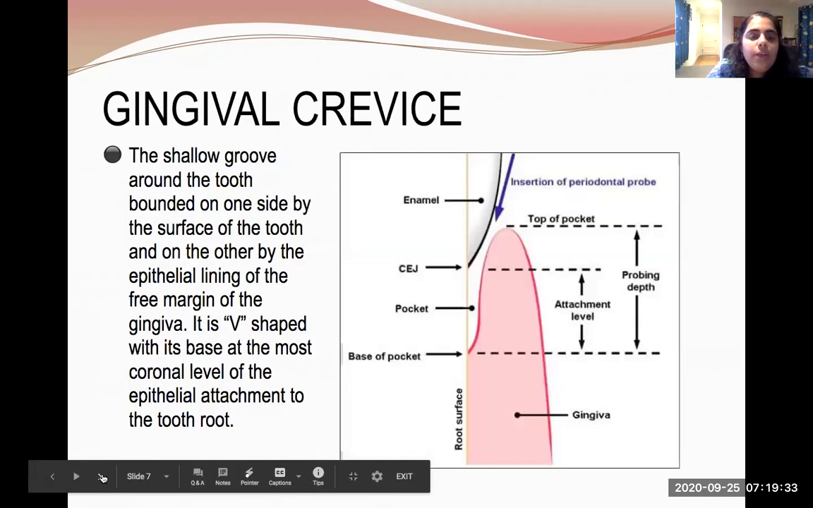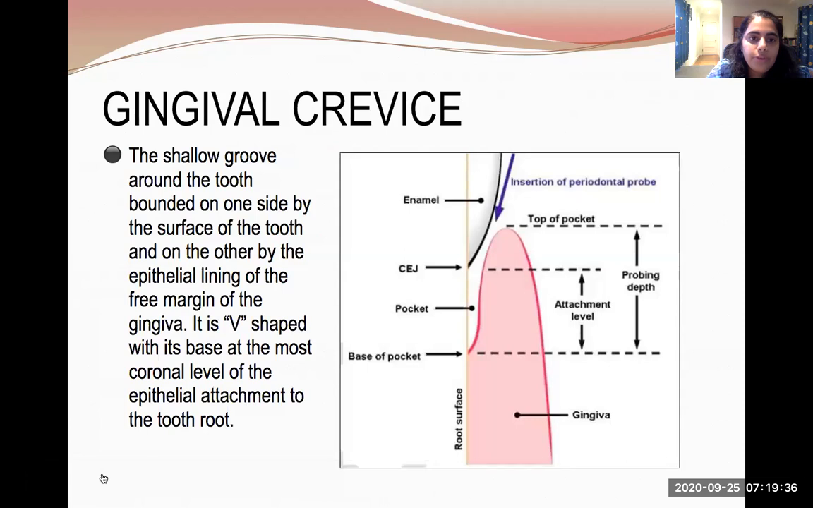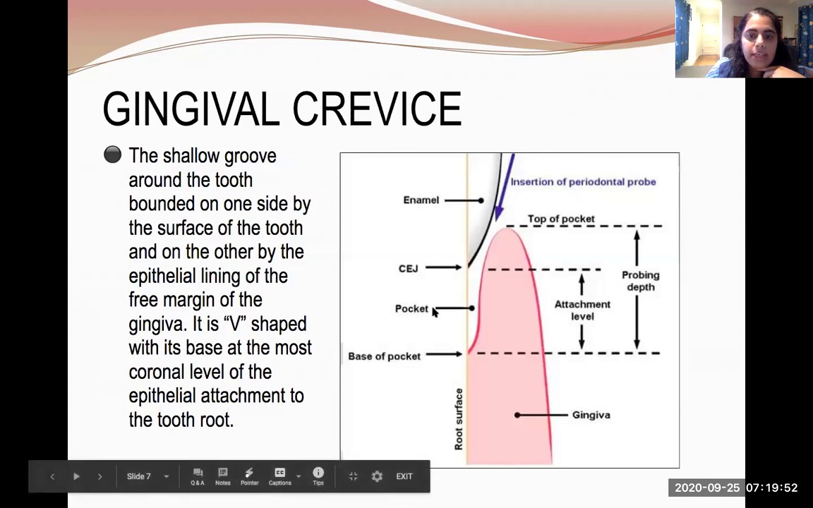Okay, so now we come to the anatomy part which is related to cord packing. So we have a gingival crevice or gingival sulcus. So what is a gingival sulcus? It is a groove or a fissure or furrow. There need to be two structures with a small space in between them to create a sulcus.